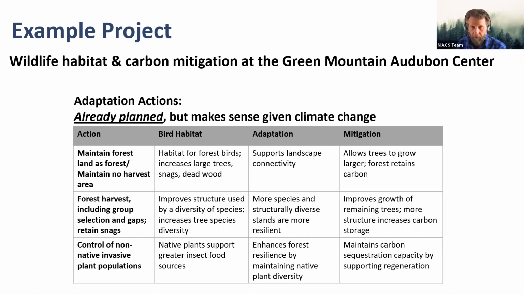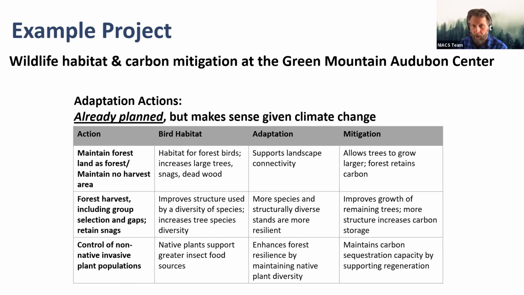That also supports adaptation through just general connectivity. That's the matrix of the site. And of course, for mitigation purposes, that's allowing the trees in these areas to grow bigger. The forest retains carbon stocks in those areas. That second row, though, they did identify areas where they're going to do some harvest.